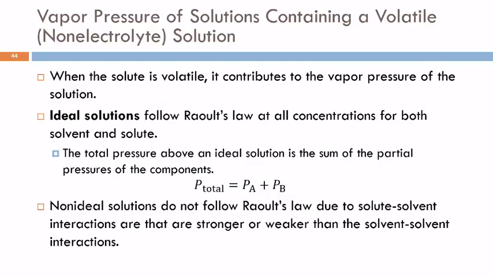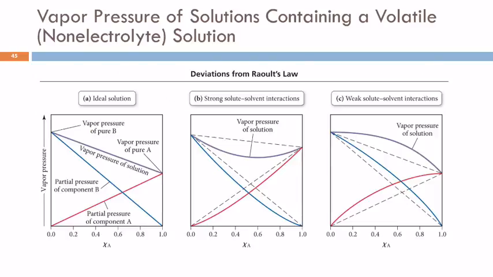Sometimes they're in a solution, but they really do not like each other, and so they actually vaporize more quickly than if they were alone, and that raises the vapor pressure. And so here are graphs showing deviations from Raoult's law. So this is an ideal solution. Here we have mole fraction of component A going from 0 to 1. This is the vapor pressure of pure A. And here we have the mole fraction of component B going from 0 to 1. And here is the vapor pressure of pure B.